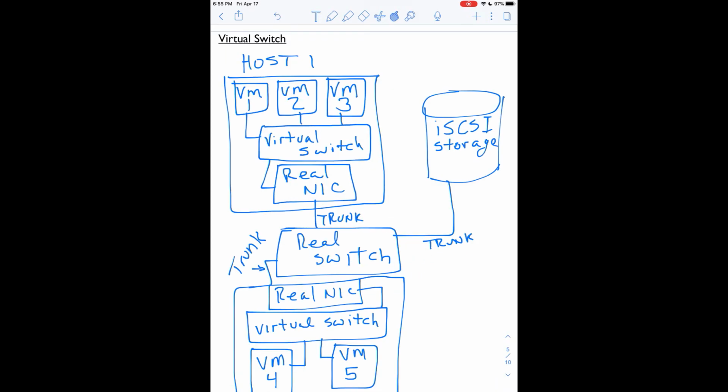Along with a virtual NIC, each host can have a virtual switch. The virtual switch will plug into the real network interface card, trunk that to your real switch, your Cisco switch, and from there you can connect to the rest of the network, workstations, storage, etc.